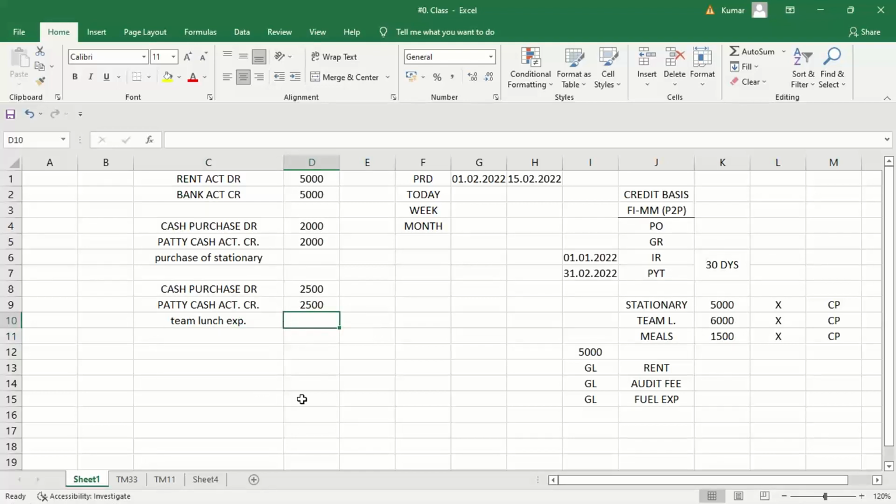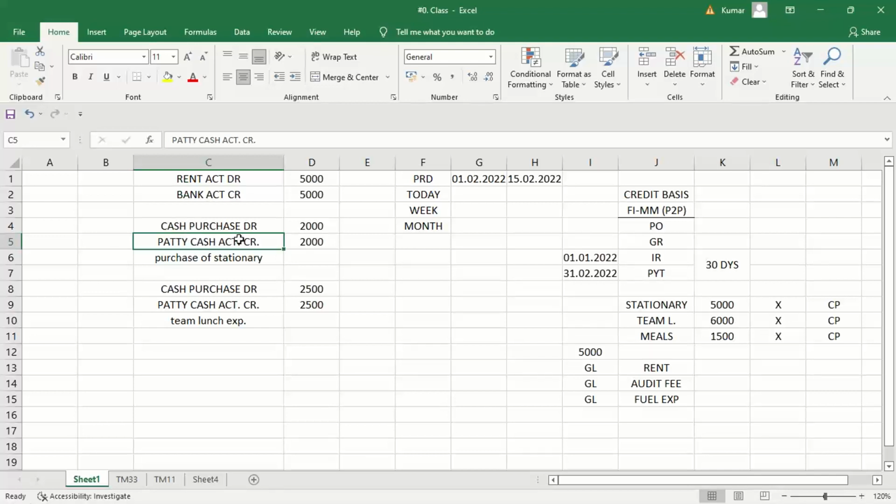So likewise, what is happening here? Instead of creating thousands of GLs, we have created only one GL, cash purchase, and all the expenses are going to be posted there. Because the cash account you have to create anyway. Stationery account debit, cash account credit. Team lunch debit, cash account credit. Bills debit, cash account credit. Electrician services account debit, cash account credit. So the cash account is there anyway. Cash account or petty cash account, both are the same.